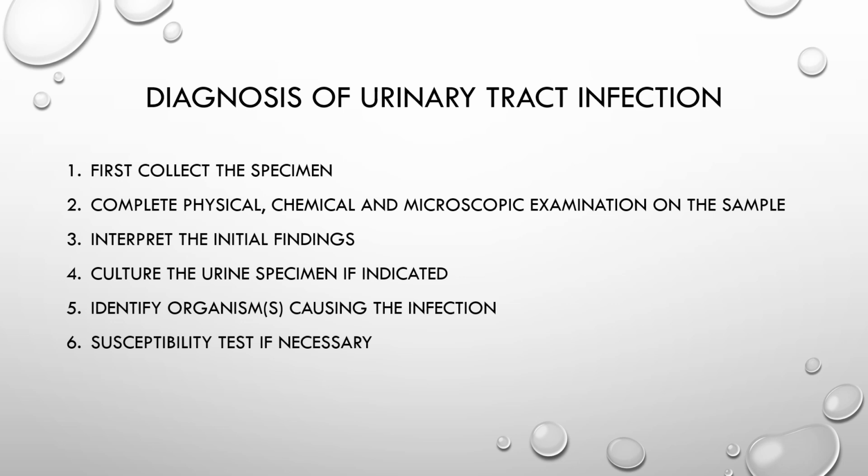Then after the specimen is collected properly, we want to complete the physical, chemical, and microscopic exam on the sample, and that's usually done in the urinalysis department in the lab. And then they'll interpret the initial findings, and then the sample is cultured if indicated. So in other words, if they have nitrite that's positive, if they have white cells that are positive, if they see white cells or bacteria, they're going to go ahead and culture it.